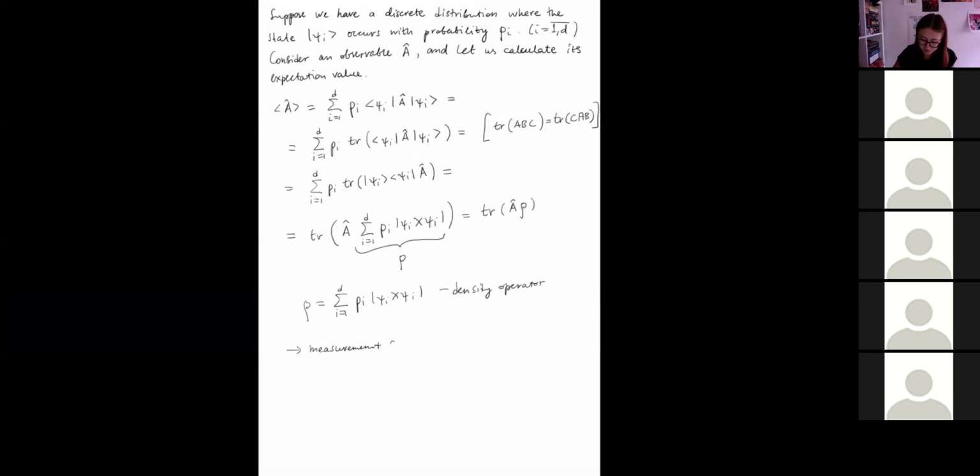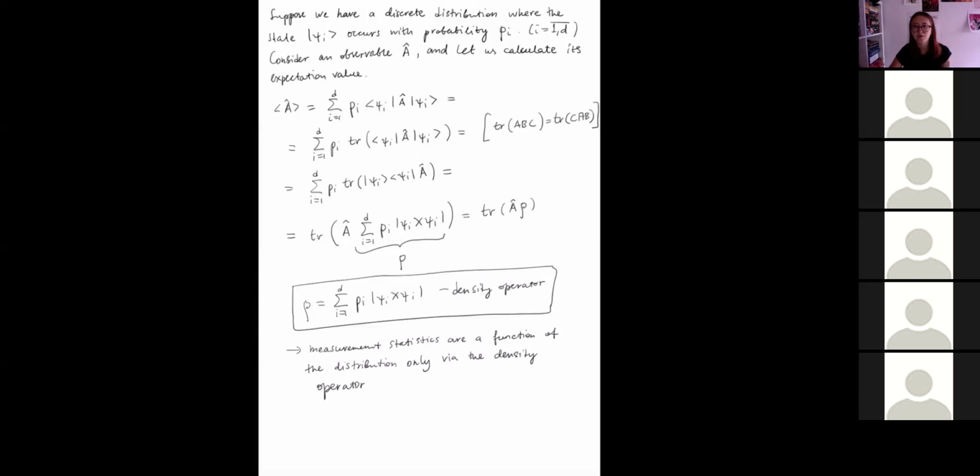And hence measurement statistics are a function of the distribution only via the density operator. So if we have a system and we know the density operator, this one here, then we can already calculate the expectation value of any observable. We don't need any additional information about the system.